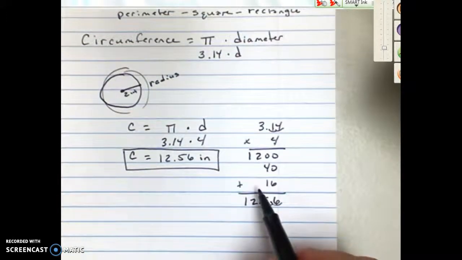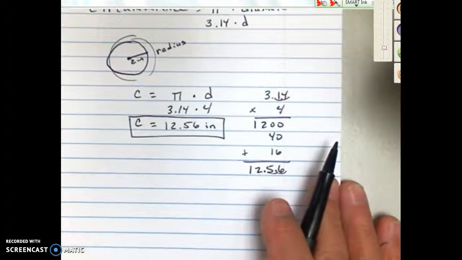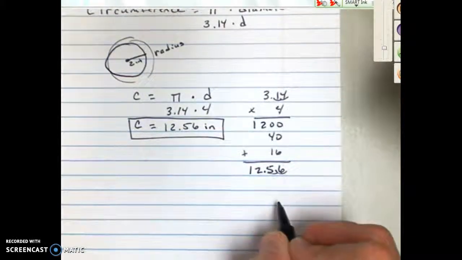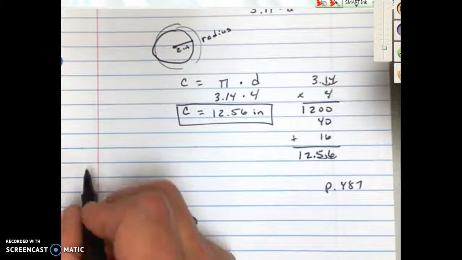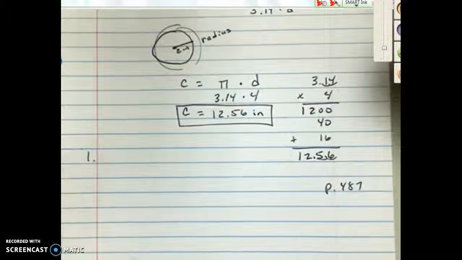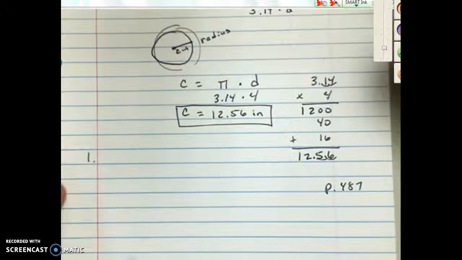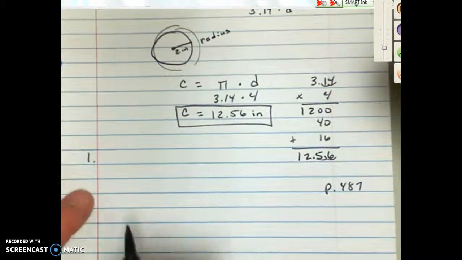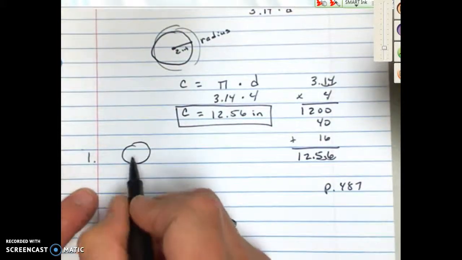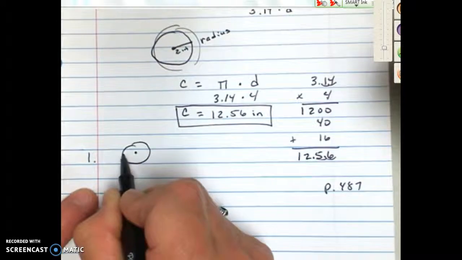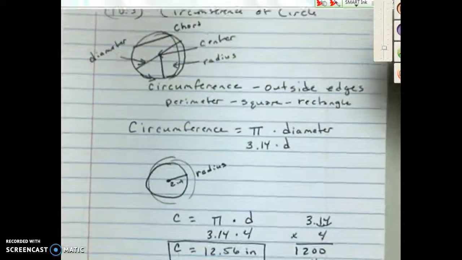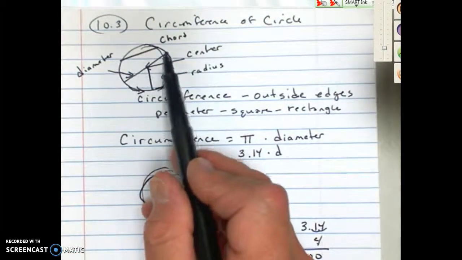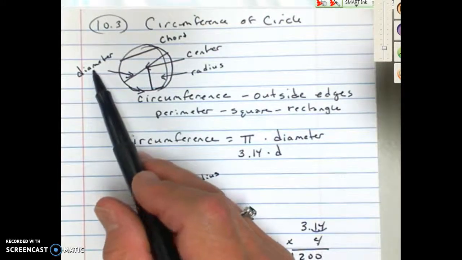All right, we're going to go to some examples. We're going to go to the assignment actually, page 487. Number 1, we want to copy and complete this statement. The distance across the circle through its center is the what? If we have a circle, the distance across the circle through the center is called what? We'll take a look back up at our drawing. The distance across the circle going through the center, we can see that is the diameter.